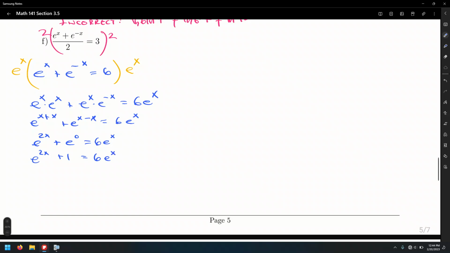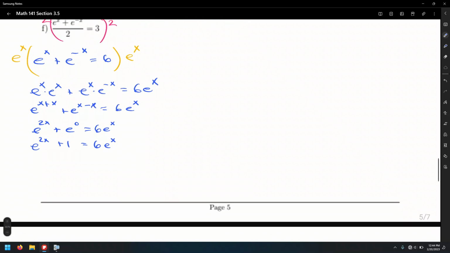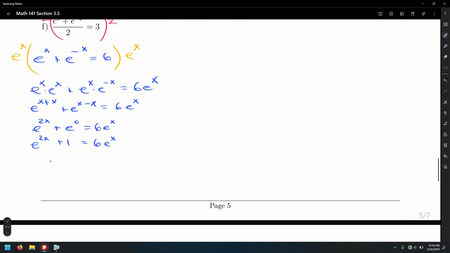I think you guys can see where we are heading with this problem. We're going to move this 6e to the x to the left hand side with the opposite sign: e to the 2x minus 6e to the x plus 1 equals 0. And I think we can see that quadratic pattern, isn't it? Because we have this e to the 2x, e to the x, and then essentially e to the 0x. We have the pattern 2, 1, 0, like in any other quadratic equation.